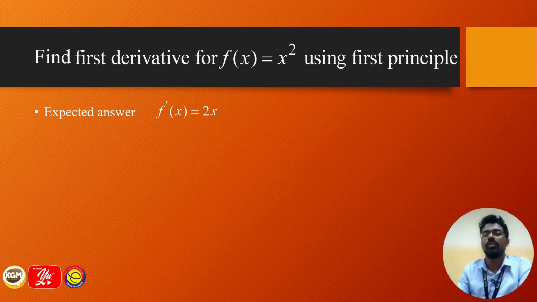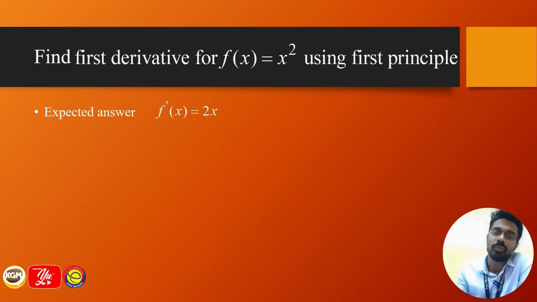We want to find the first derivative for a simple function f(x) equal to x squared using first principle. You know very well how to do differentiation. Don't tell me you don't know how. You've got x squared. Of course, you bring the 2 in front, then the power you minus 1, so you get 2x, right? This is your expected answer. Please have it somewhere so you know the outcome.